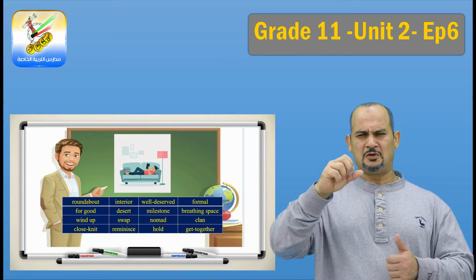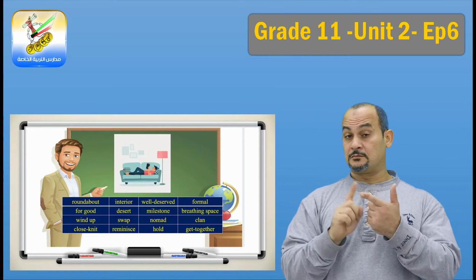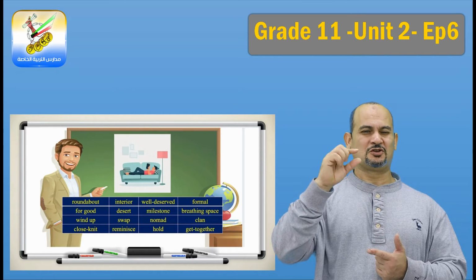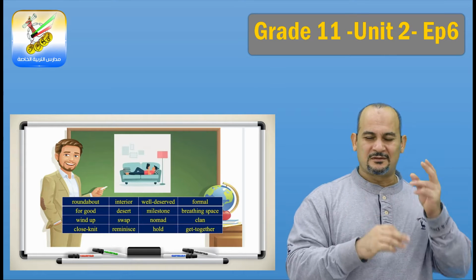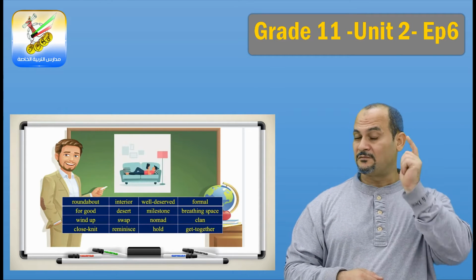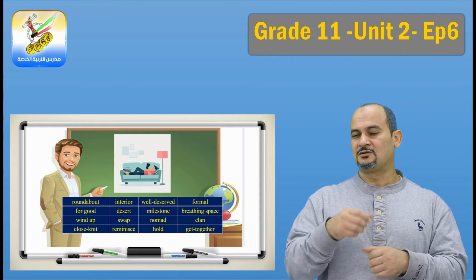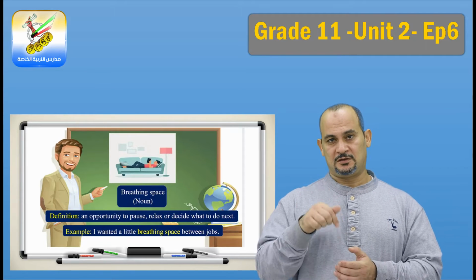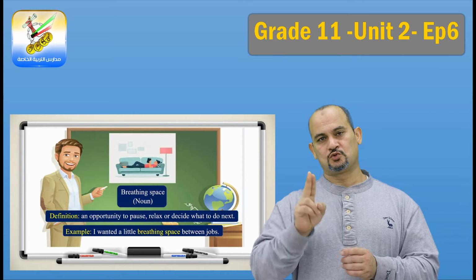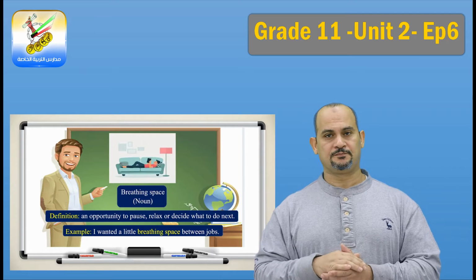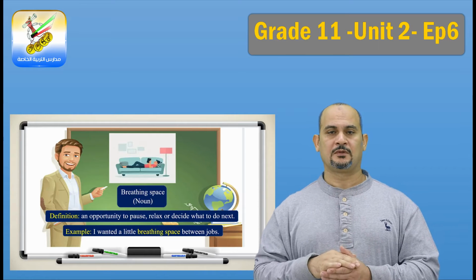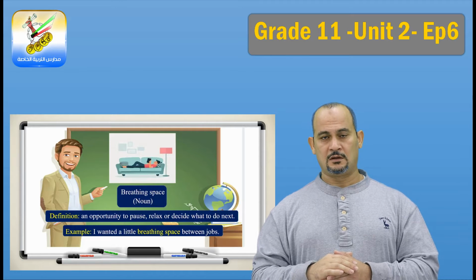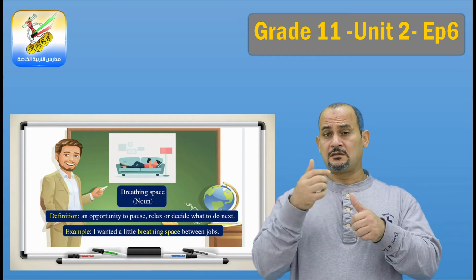So let's move along with the third picture. Try to guess. He's relaxed, reading a book, chilled, laid back, and so on. So what does it represent? He is taking a moment to breathe. It's a breathing space. It's a noun. It means an opportunity to pause, relax, or decide what to do next. For example, I wanted a little breathing space between jobs.